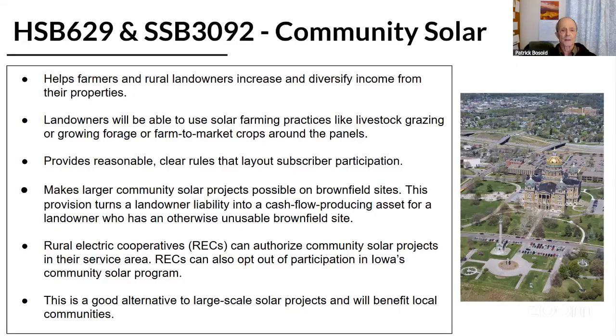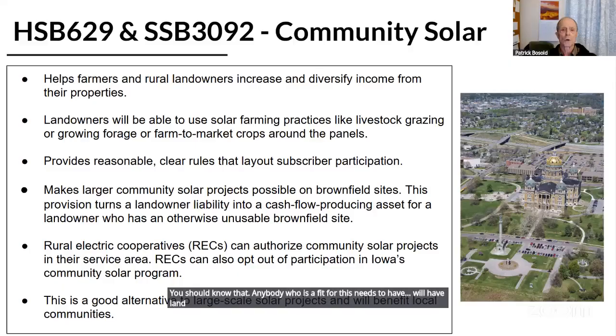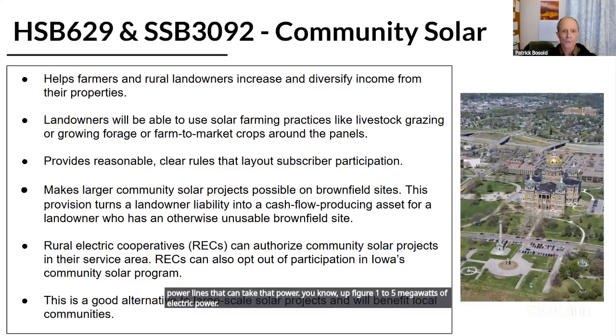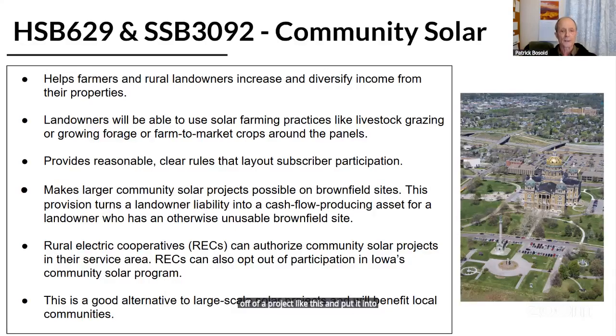You should know that anybody who is a fit for this will have land that's close to power lines that can take that power, figure 1 to 5 megawatts of electric power off of a project like this and put it into the local grid. There are 2 major utilities in Iowa, Alliant and MidAmerican Energy, and they will be required to participate in these programs and work with developers and landowners who want to do this on their property. And this is usually the way this has to get done.